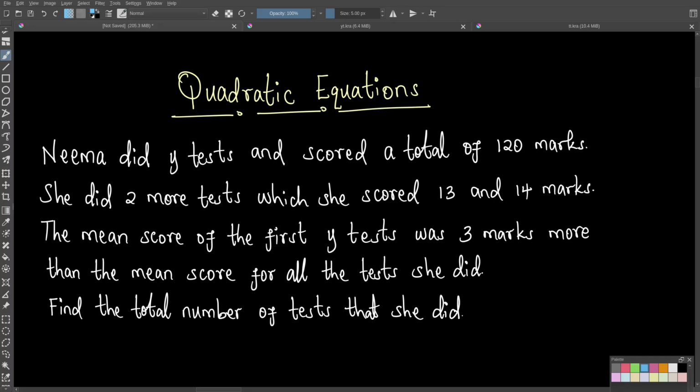Hello, in this question we are told Neema did Y tests and scored a total of 120 marks. She did 2 more tests which she scored 13 and 14 marks. The mean score of the first Y tests was 3 marks more than the mean score for all the tests she did. Then we are told to find the total number of tests that she did.